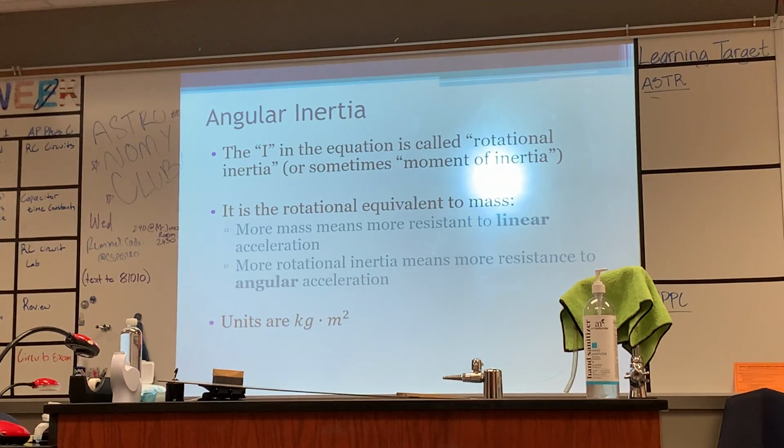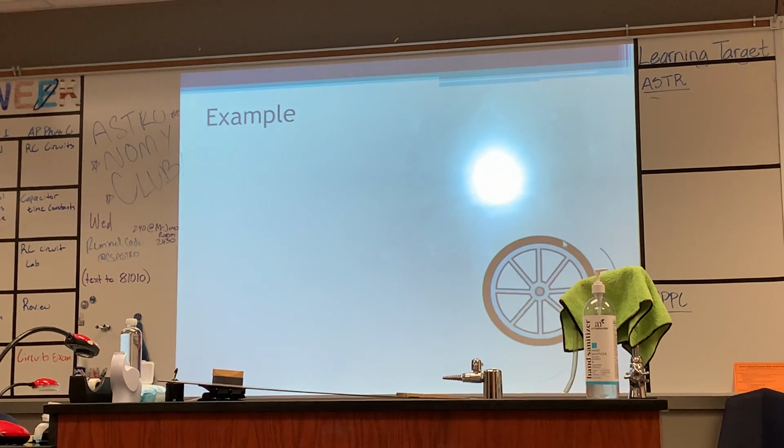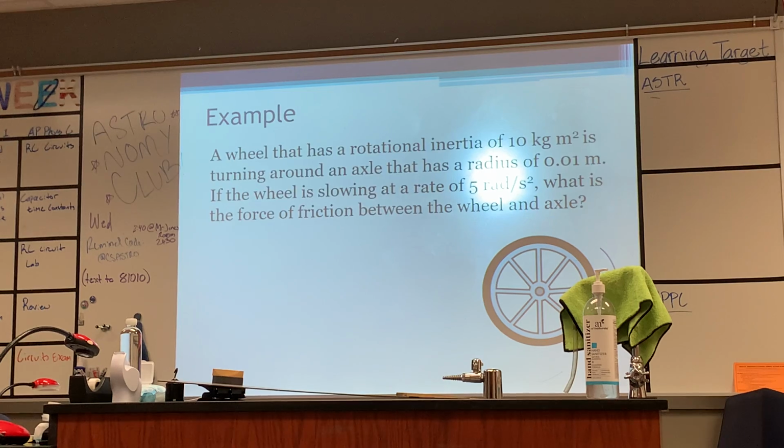So now we can do an example problem. A wheel that has a rotational inertia of 10 kilograms square meters is turning around an axle that has a radius of 0.01 meters. If the wheel is slowing at a rate of 5 radians per second, what is the force of friction between the wheel and the axle?